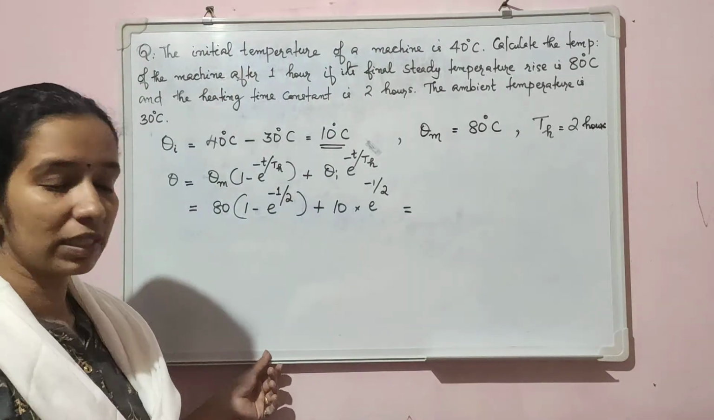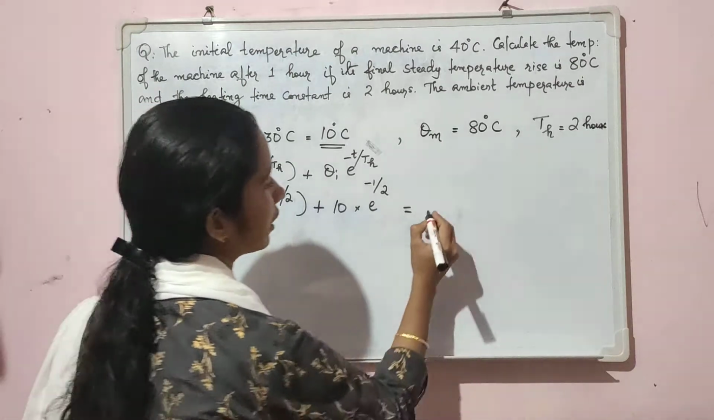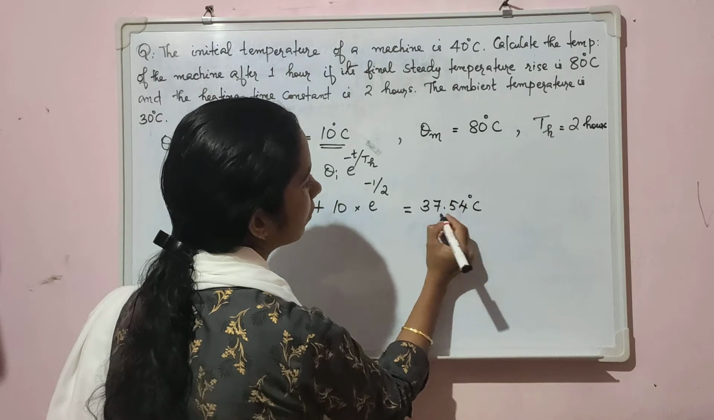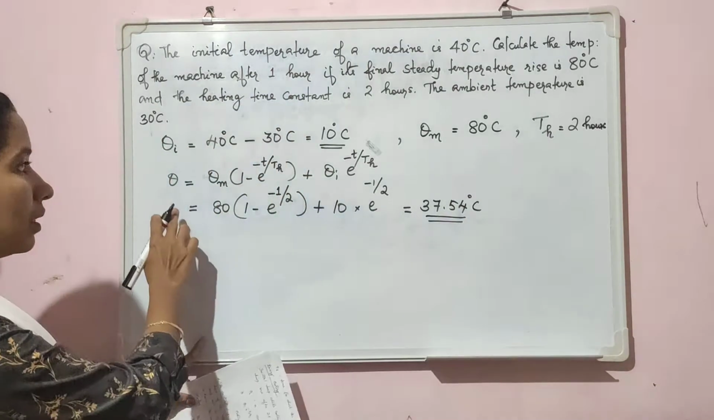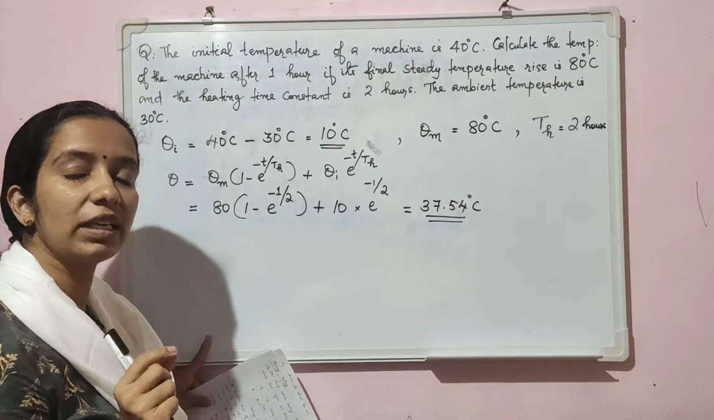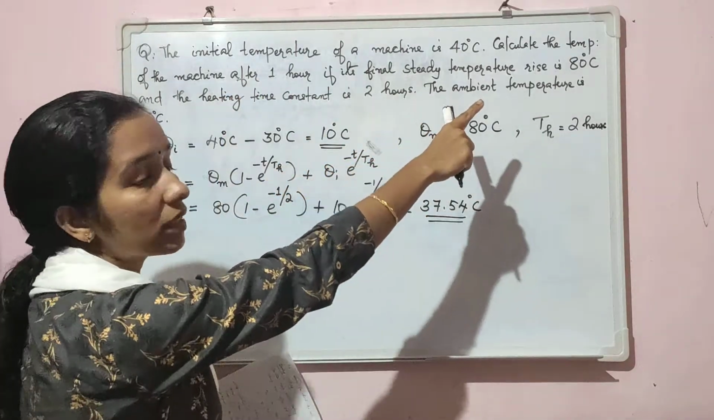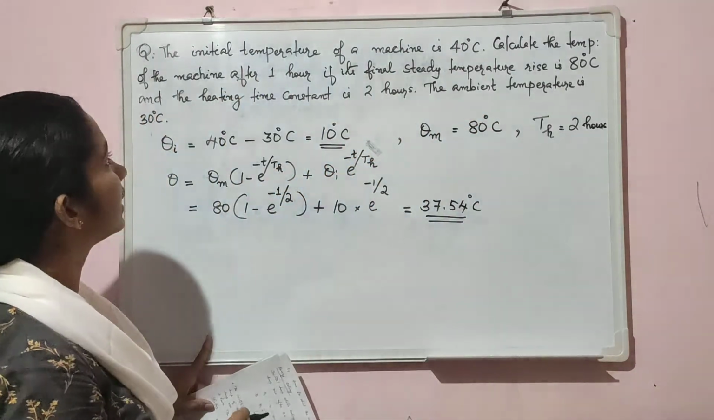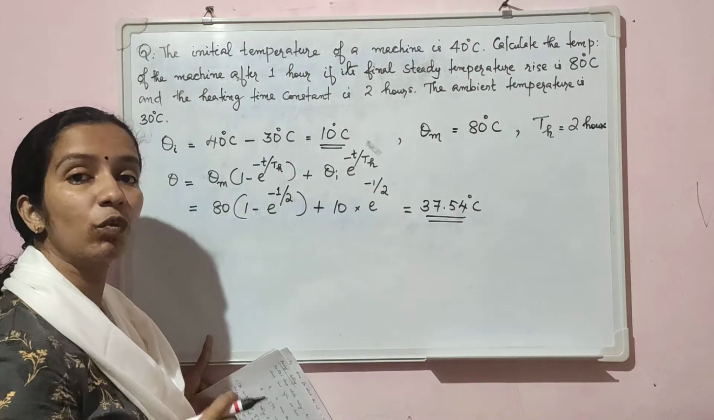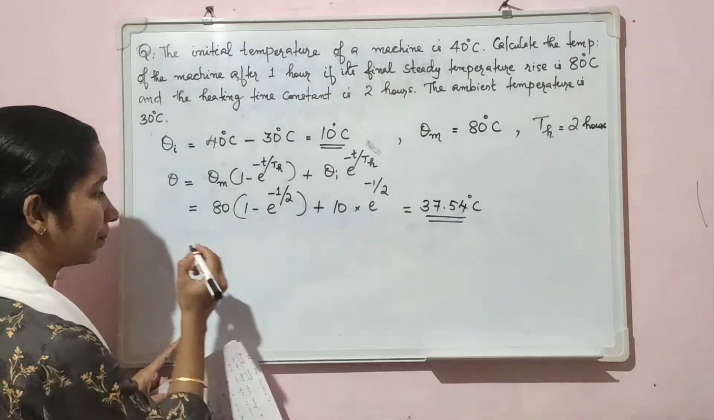So when you calculate this, you will get the answer as 37.54 degrees Celsius. So what is theta? The temperature rise of the machine at each instant t. But in the question, it is being asked to calculate the temperature of the machine after 1 hour. This is the temperature rise. Now we have to calculate the temperature of the machine after 1 hour.